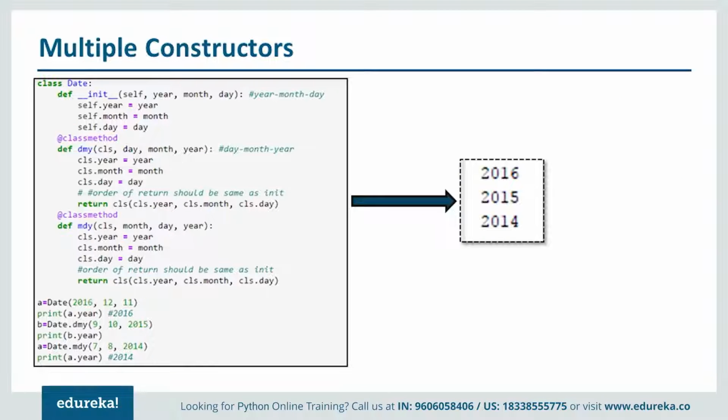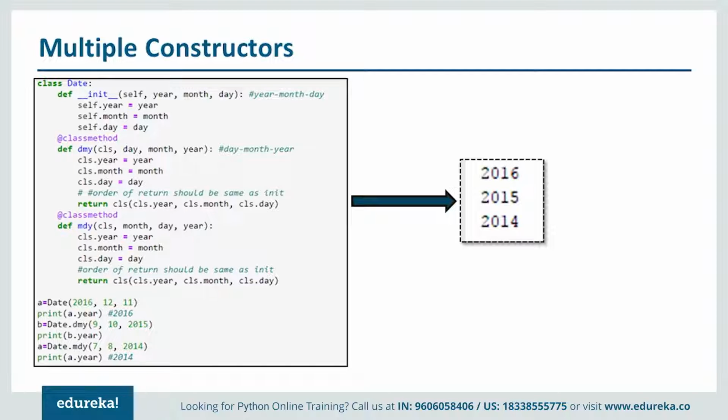Now we can have multiple constructors also. Not only one, we can have multiples over here. In this example you can see that we have a class called date, and there we have a default constructor in which we are setting up the values year, month and day. Whenever we want to create an object, at that moment we can provide some variables. Again, we have class methods over here, dmy and mdy. These two class methods are available there, which definitely have different kinds of attributes.